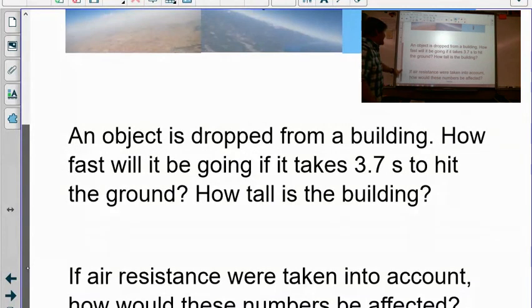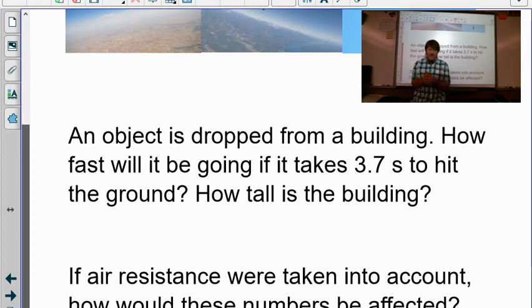All right, so then an object is dropped from a building. How fast will it be going if it takes 3.7 seconds to hit the ground? How tall is the building? So this is the beginning of the notes. How fast will it be going? That's when you're going to use gravity. So velocity equals gt, gravity times time. Well, gravity is 10. Time in this case is 3.7.